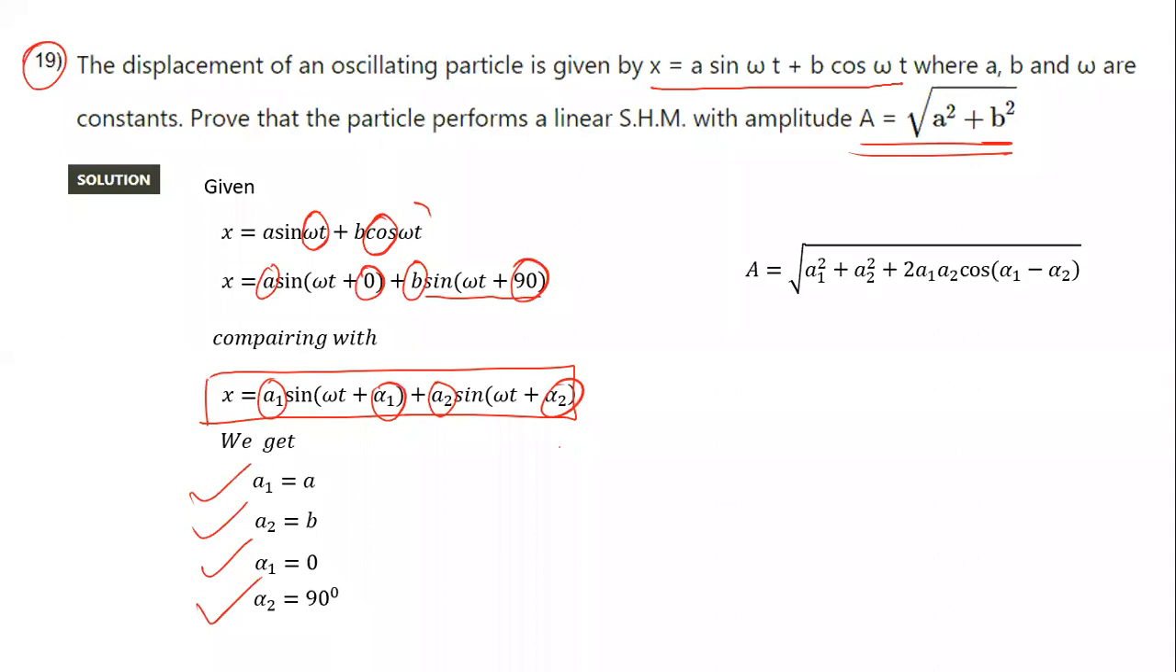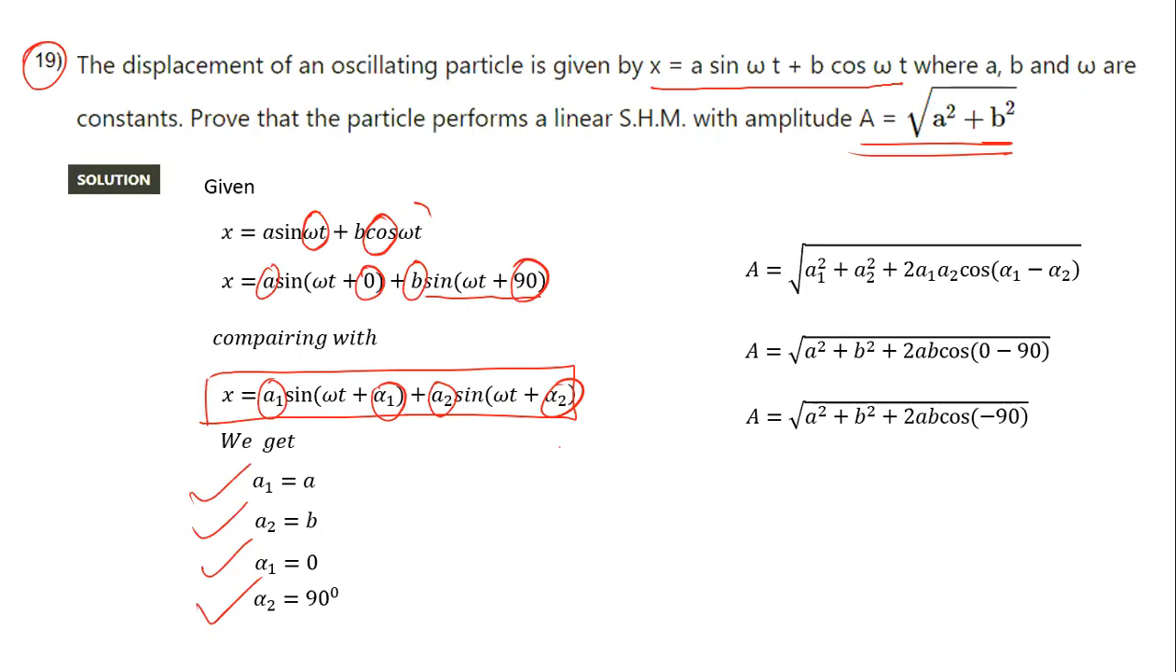Now, resultant amplitude is given by this expression. In composition of SHM, we obtain the resultant amplitude formula: under root A1 square plus A2 square plus twice A1 A2 cos of (alpha 1 minus alpha 2). Now let me substitute the values. So A1 is a, A2 is b. So a square plus b square plus 2ab into cos of alpha 1 which is 0 minus alpha 2 which is 90. So we get cos (0 minus 90).